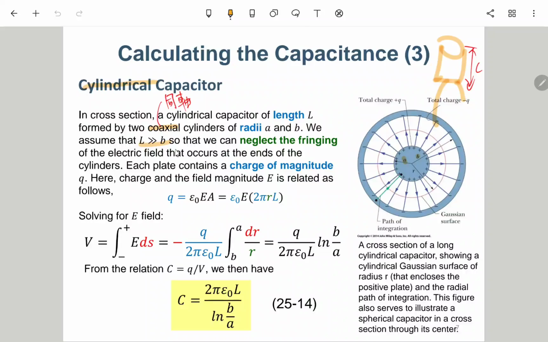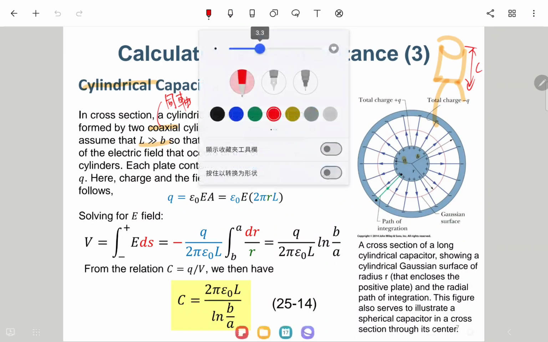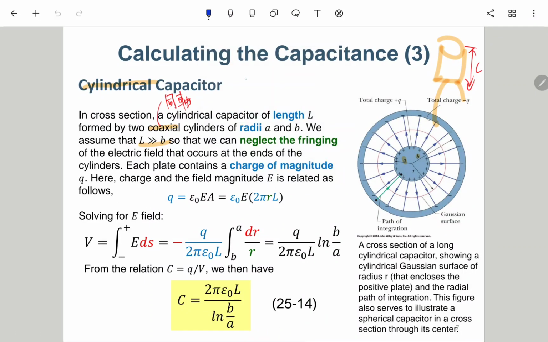Okay, so each plate contains a charge of magnitude Q. Here, charge and field magnitude E are related as follows. Okay, so here we have this equation. Of course, at the beginning, we can always try to write out the Gauss law: epsilon naught times the integration of E dot dA equals Q enclosed.